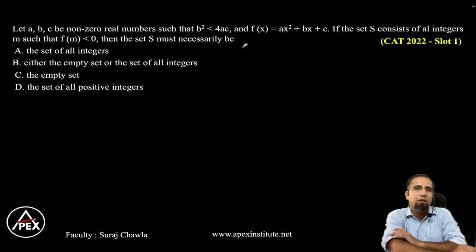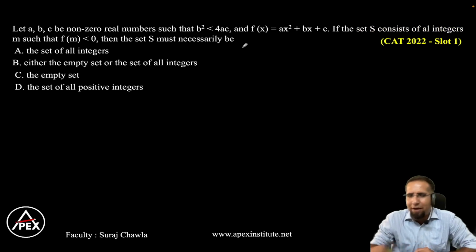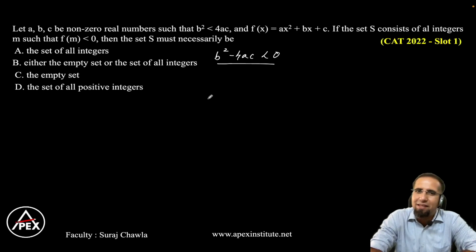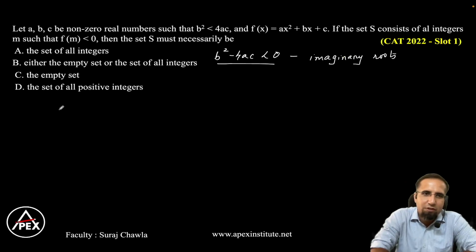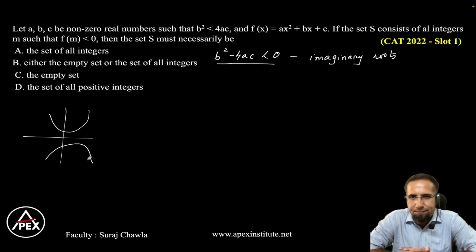Right. Now, let us look at this question. I am told that a, b, c are non-zero real numbers such that b square is less than 4ac, or I can say b square minus 4ac is less than 0. Whenever b square minus 4ac is less than 0, we need to understand that the equation will have imaginary roots. If the equation has imaginary roots, then you will have either a parabola like this or a parabola like this.